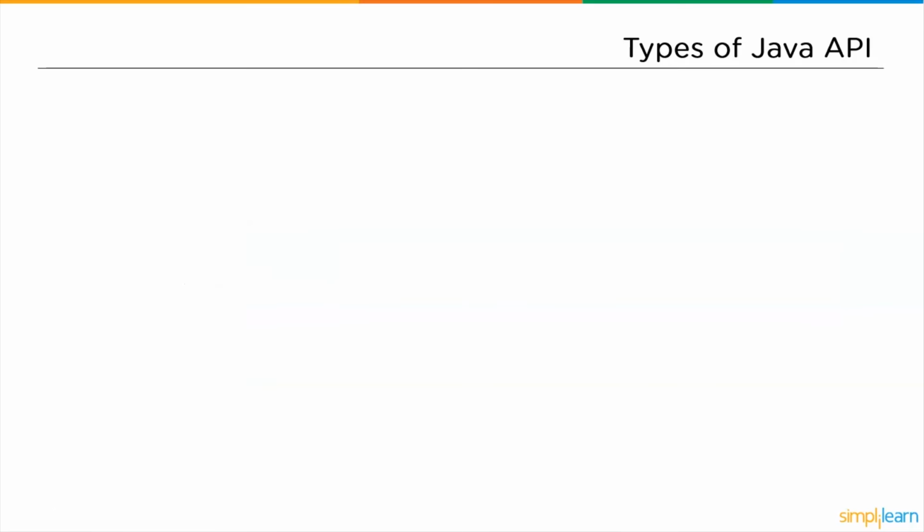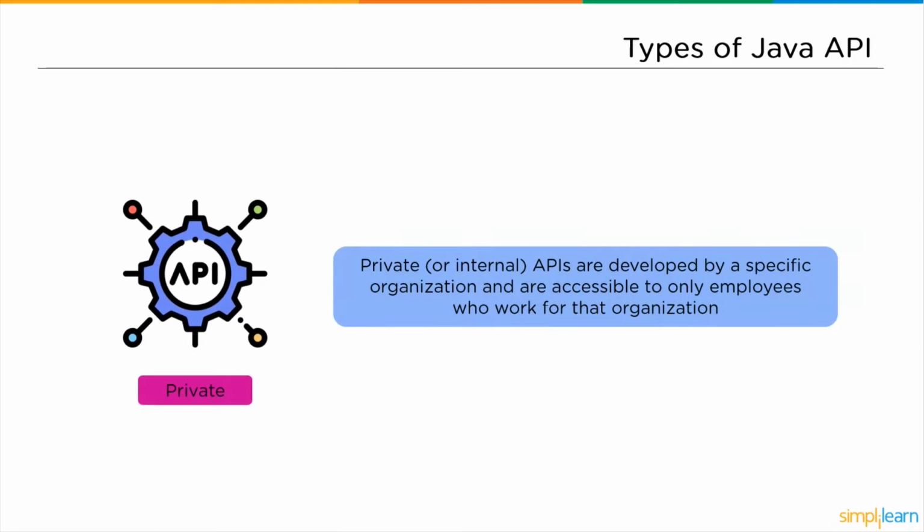So followed by the public APIs, we have the private APIs. So the private or internal APIs are developed for a specific organization. These particular APIs will be accessible through the authentication by only the employees belonging to that particular organization.